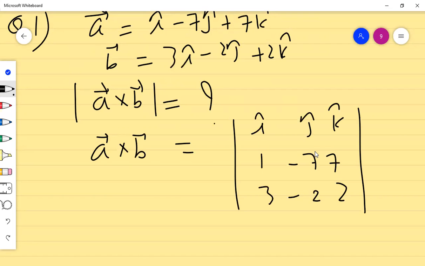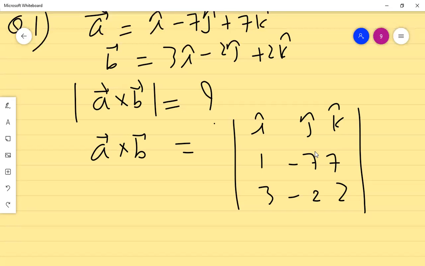I, J, K is the coefficient that we take for the vectors. I cross J is K. J cross K is I. And K cross I is J. If this is in cyclic order, then the cross product of those is the corresponding vector.